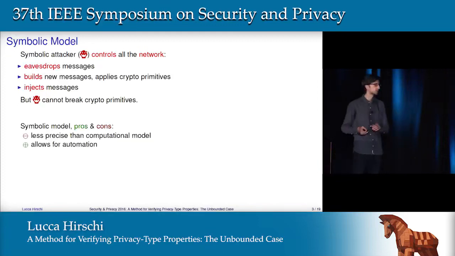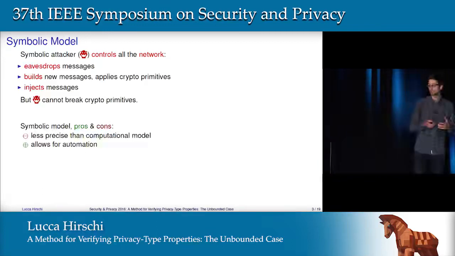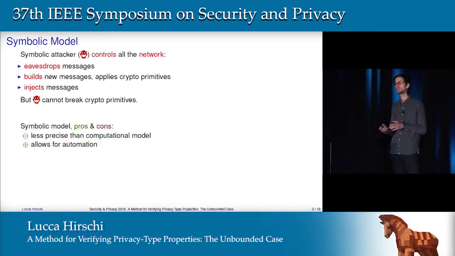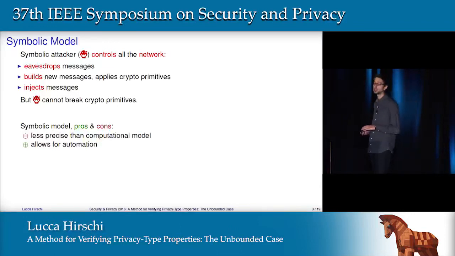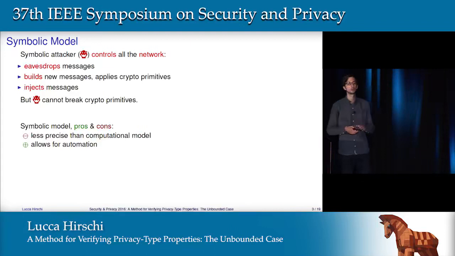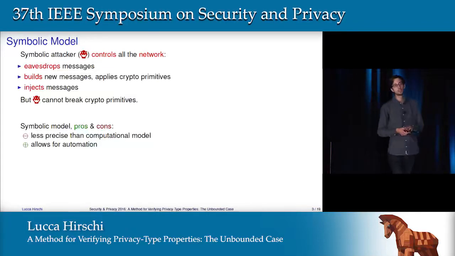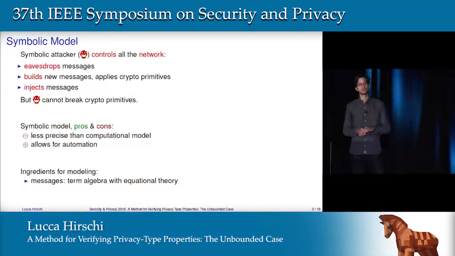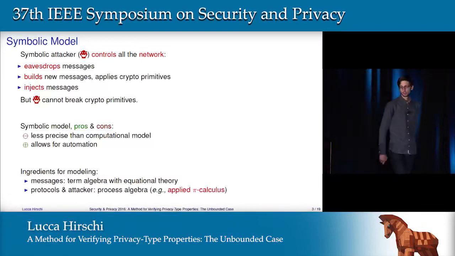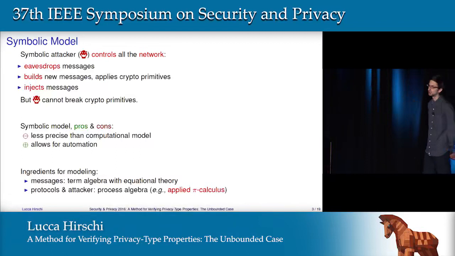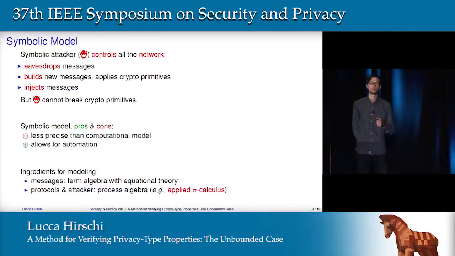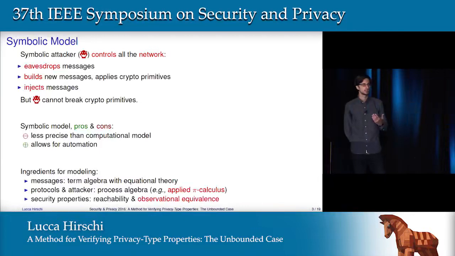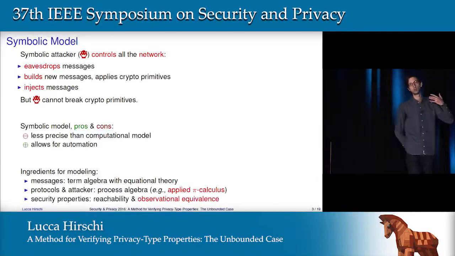So what are the pros and the cons of this model? Obviously, it is less precise than the common computational model with Turing machines, probability, and so on. But on the other hand, this much less complex model allows for automation. So we may have push-button verification tools in this model. What are the ingredients for modeling? We use a term algebra with an equational theory for modeling the messages and the crypto primitives. We model the protocol and the attacker in a process algebra. And in this work, we use applied pi calculus for that. And we model security properties as either reachability properties or observational equivalence.